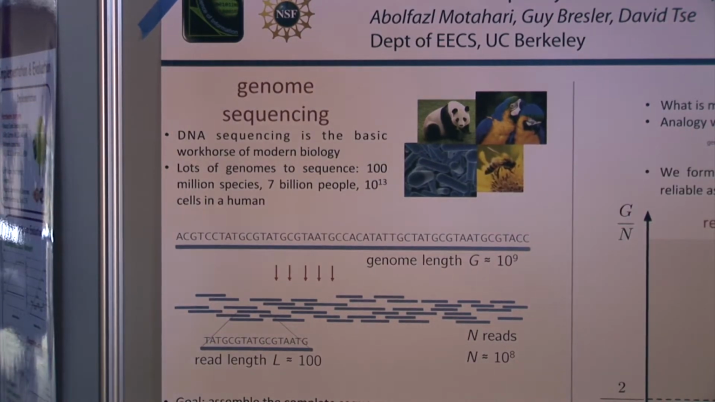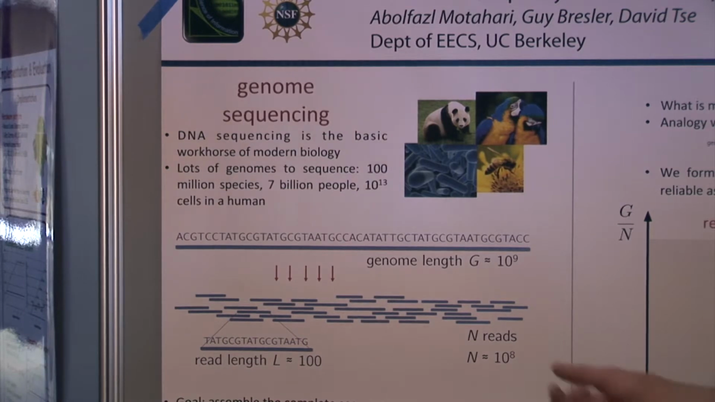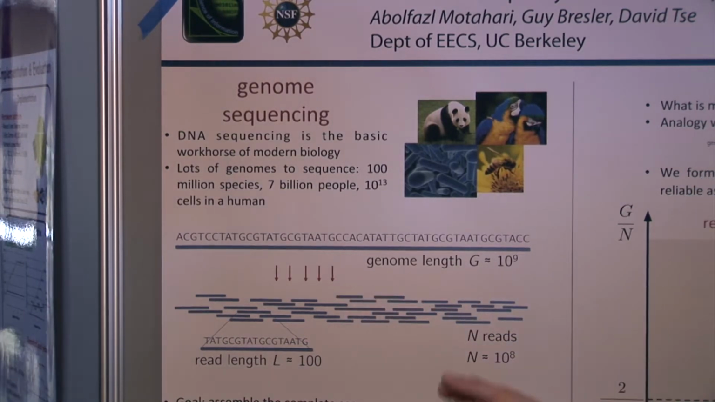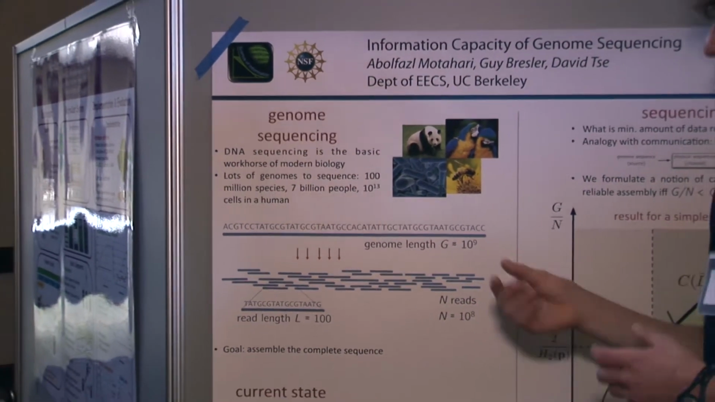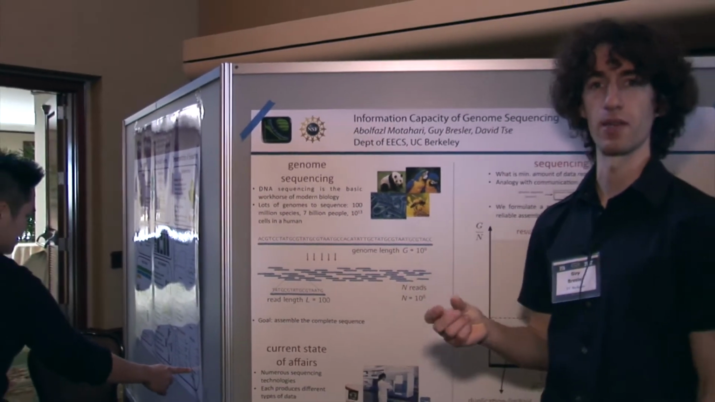Now, current technology doesn't allow you to do that, so what's done is something called shotgun sequencing, and what that means is you get small fragments. You get many copies of this chromosome, for example, and then you break it up into tiny fragments and you read each fragment.